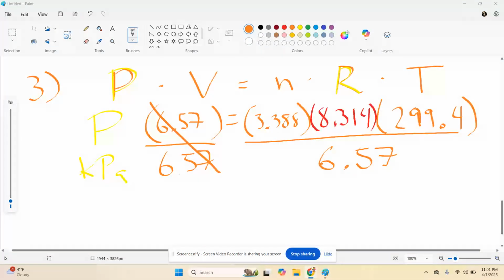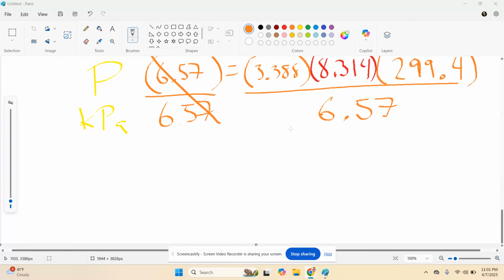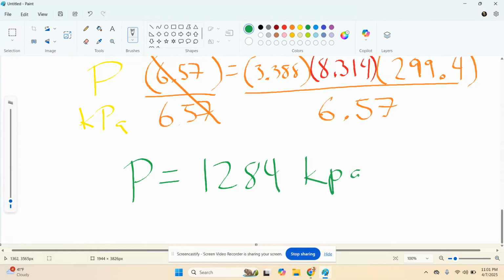3.388 times 8.314 times 299.4 divided by 6.57. And I get that the pressure in kilopascals is equal to 1284 kilopascals.